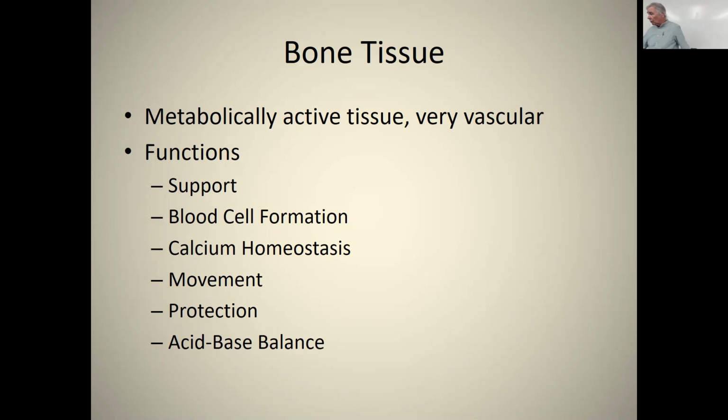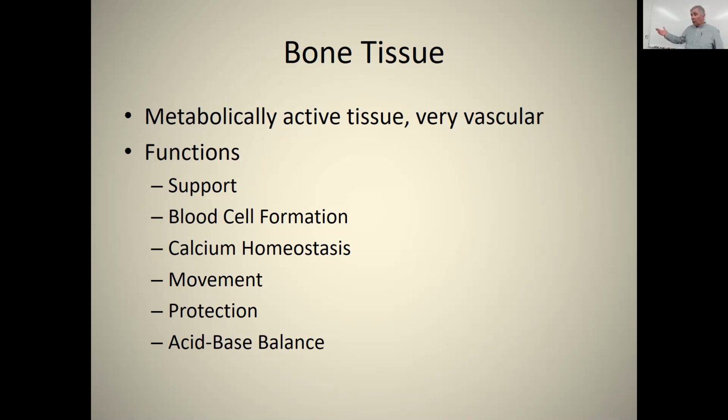So here are its functions. Obviously, it functions as support, right? Blood cell formation. That's where blood cells are made. All blood cells are made in red bone marrow. Calcium homeostasis and phosphate homeostasis, because as calcium phosphate salts, your skeleton is a huge reservoir for calcium, which is a really important ion. And it's mostly regulated by hormones. We're going to get into those hormones.